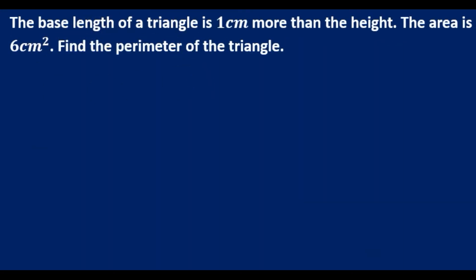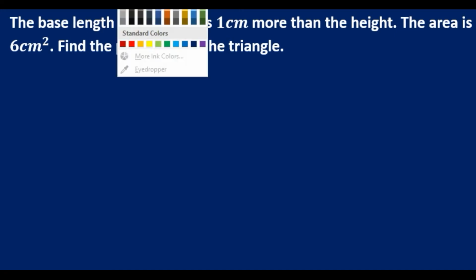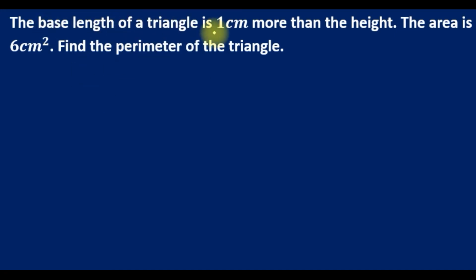Next, they say the base length of a triangle is 1 cm more than the height. Then the area is 6 cm squared. Find the perimeter.